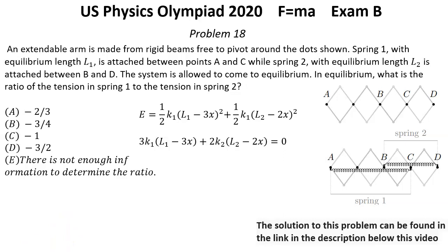So finally we have 3T1 plus 2T2 equals 0, and T1 over T2 equals negative 2/3. That's answer A, and it was the solution for problem number 18.